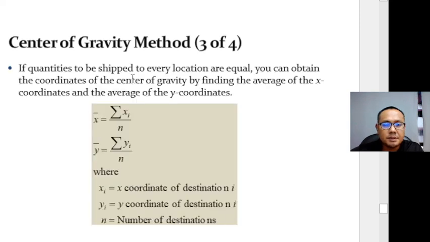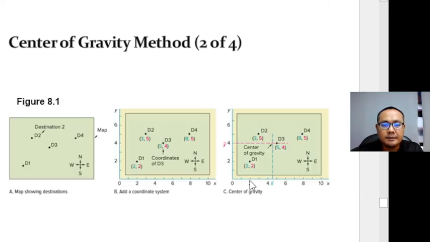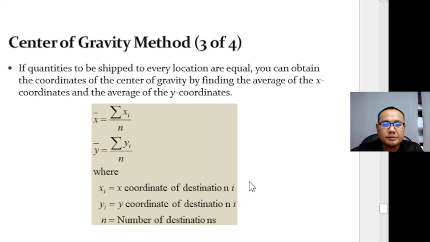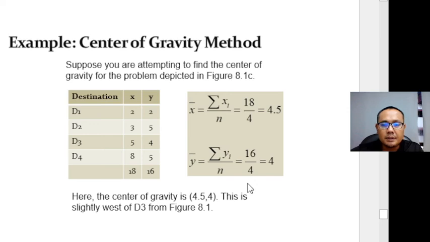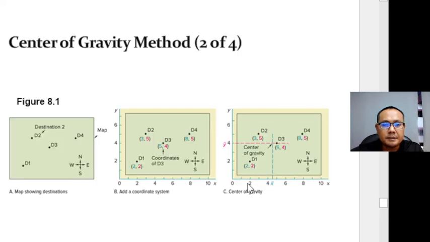So with the quantity to be shipped to every location or point, you can obtain the coordinates of the center of gravity by finding the average of the x coordinates and the average of the y coordinates. For this method, it is very good for those who need cost saving in terms of their movement.